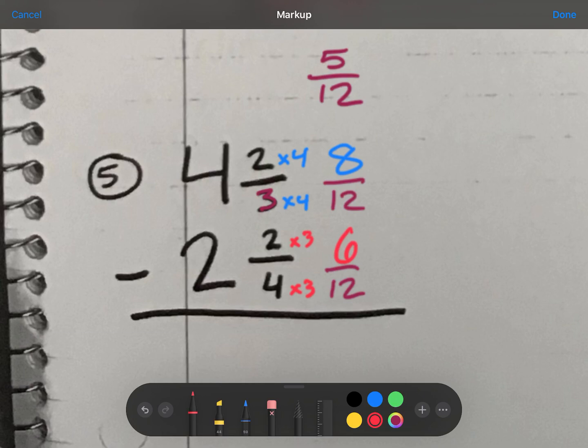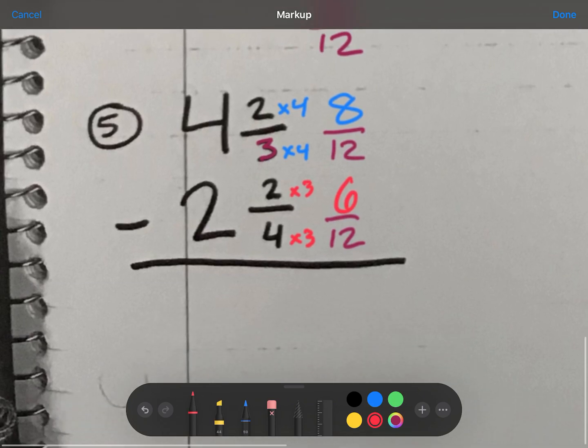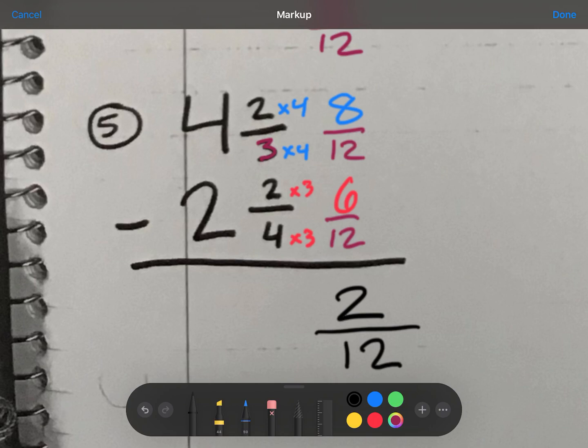All right, now I'm able to subtract my fractions here. Okay, 8 minus 6, that's going to give me 2. Keep my denominator the same. But now the only other step I have to do is subtract my whole numbers. 4 minus 2 is 2. So my answer is 2 and 2/12.